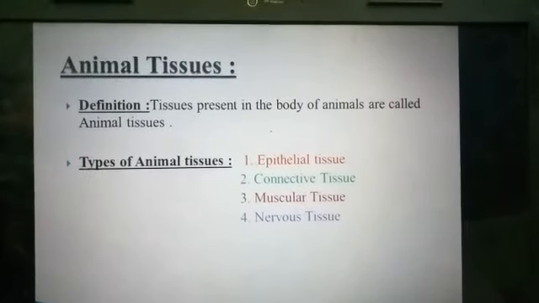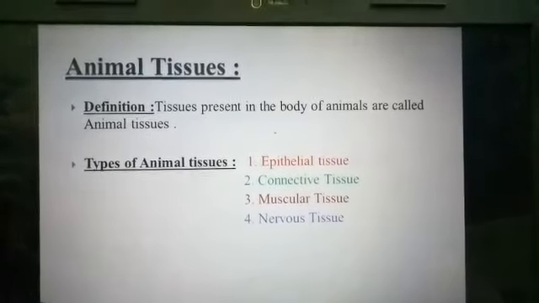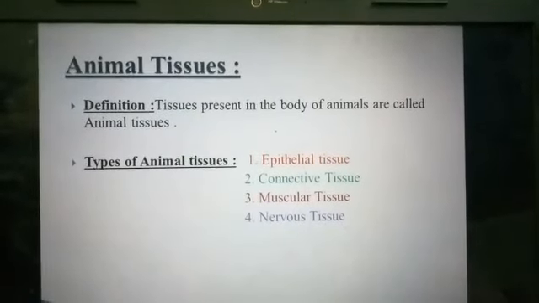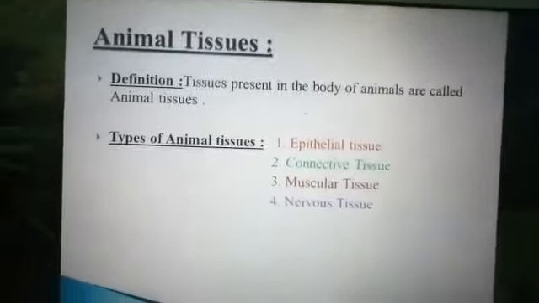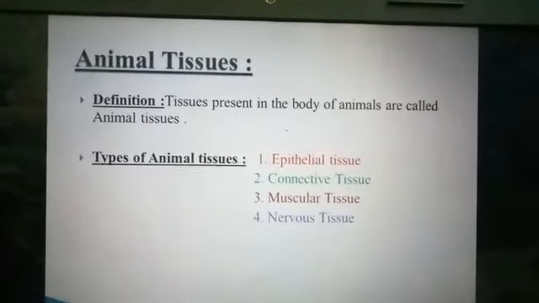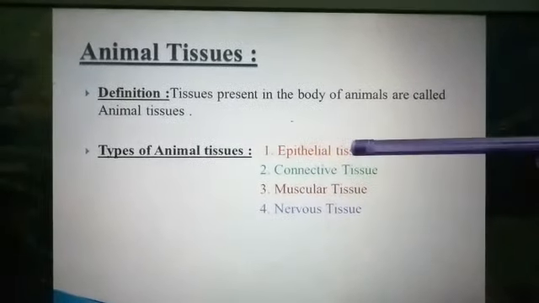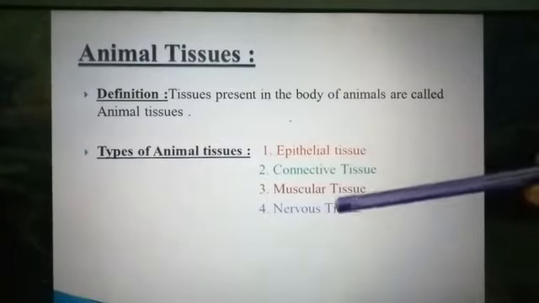So about animal tissues, first is the definition and then types. So the definition is very simple. If the tissue is present in the body of animals, then the type of tissue is known as animal tissue. And then animal tissue types here: epithelial, connective, muscular, nervous.